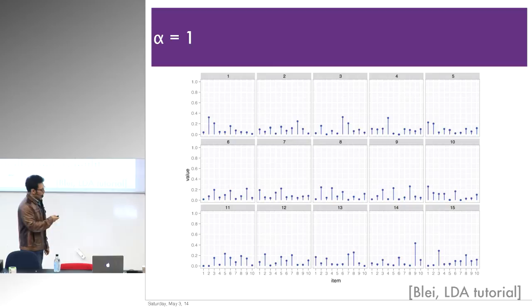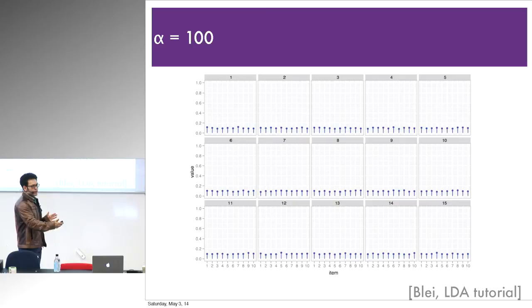So let's take it to the extreme. Let's put alpha equal 100. So you have a vector of length 10, alpha i equal 100 for i from 1 to 10. And if you sample, what do you get? You get almost a uniform distribution over the topics.